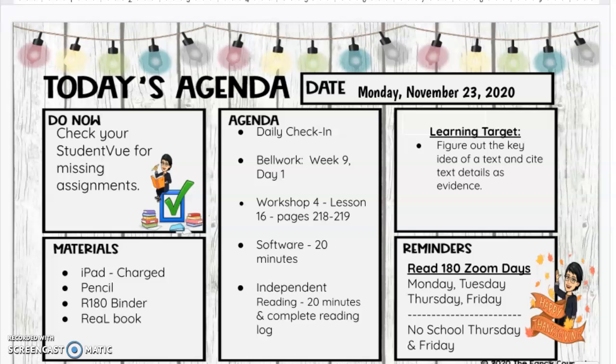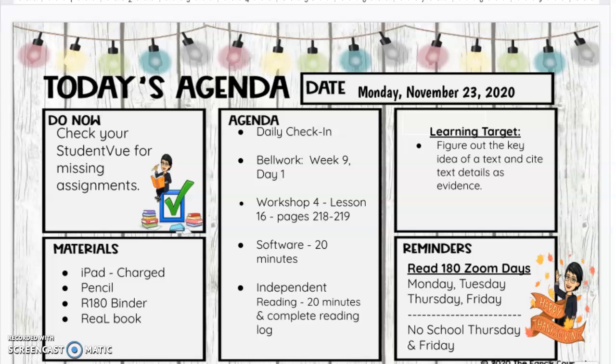And you'll notice in your student view, each week you're going to get up to 25 points, and that's really going to hurt your grade if you never do your software. And then the independent reading is 20 minutes, and I will gauge your participation using your reading log that you submit at the end of the week.